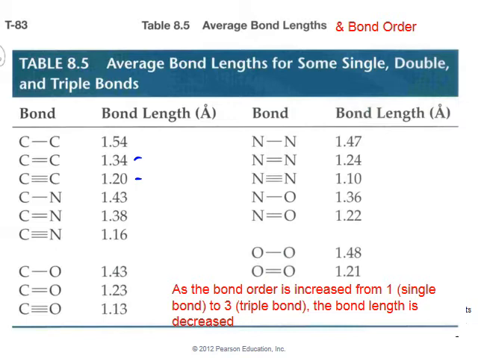That means from single bond to double bond to triple bond, bond order is increased, bond length is decreased, but bond energies are increased. That means you need to apply higher amount of energy to break a double bond or triple bond compared to a single bond.